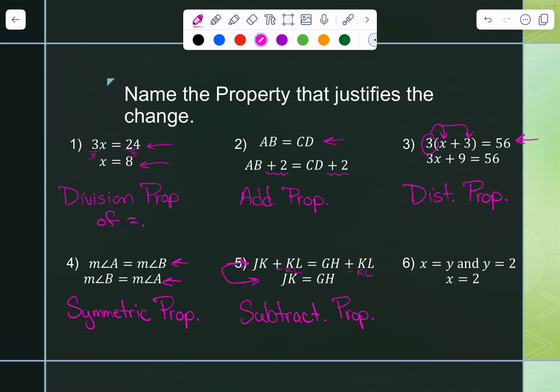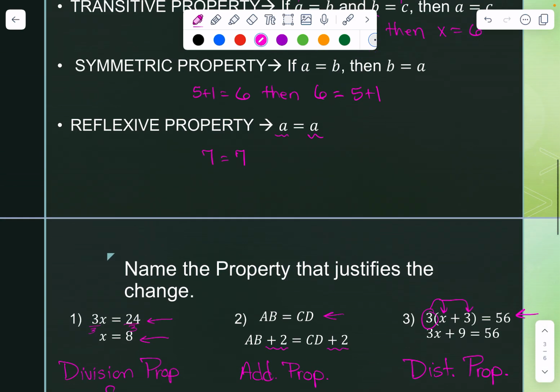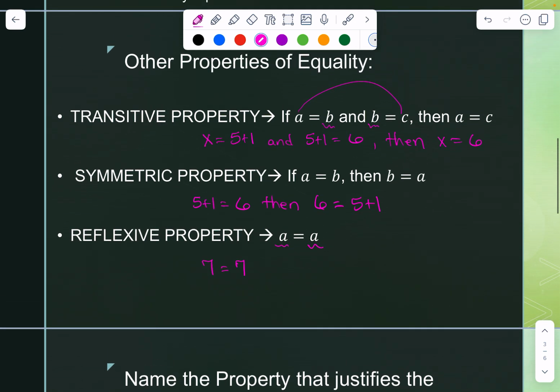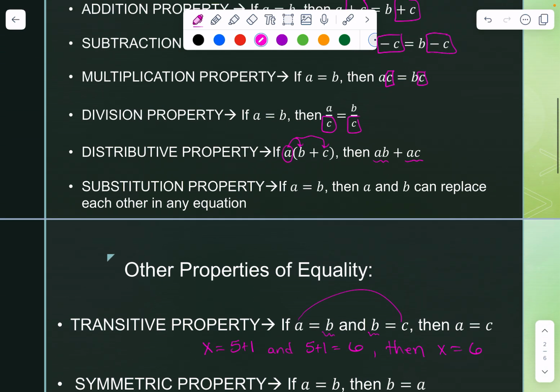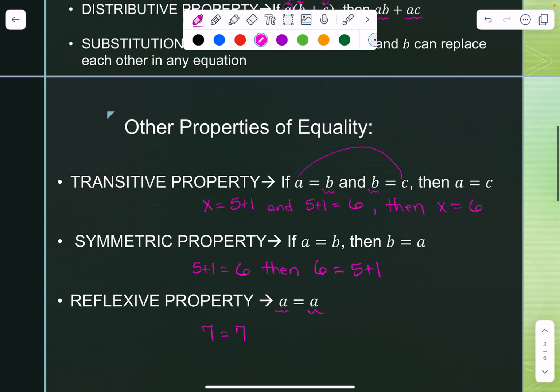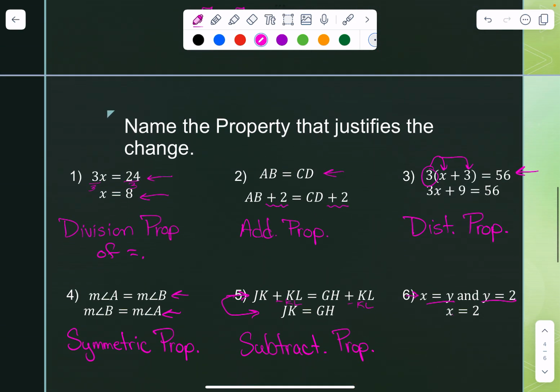Okay. On this last one, they're telling me that x equals y equals 2, so x must equal 2. So if you think of that one, you're looking at something that is equal that you can put in its place. So a equals b, b equals c, so a equals c. So that is the transitive property.